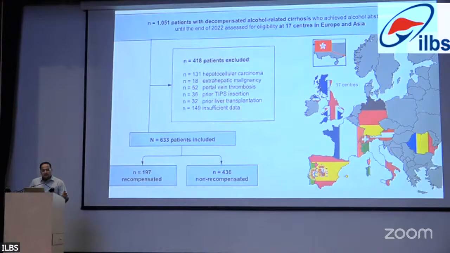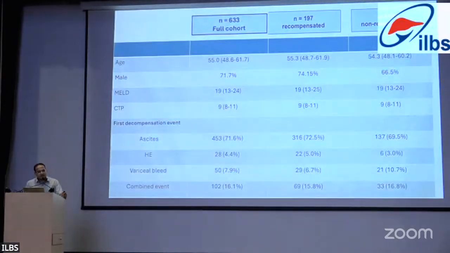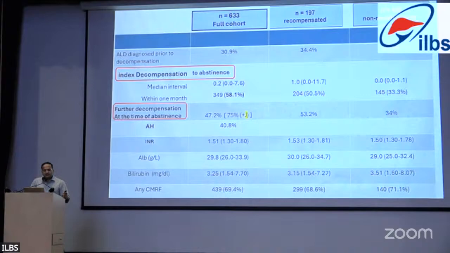So this is the study detail: 633 patients, 197 recompensated, 436 remained non-recompensated. And this is the inclusion. MELD was 19. The CTP was Child B to C. Ascites was present in most. I'll skip. Index decompensation to abstinence was an important thing. Within 1 month, 58% of the patients became abstinent. After developing decompensation, more than half became abstinent.